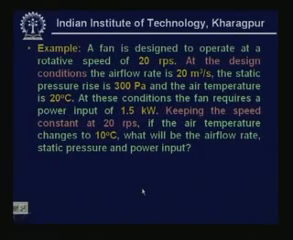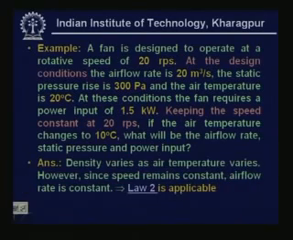Example: a fan is designed to operate at a rotative speed of 20 revolutions per second, and at the design conditions the air flow rate is 20 meter cube per second. The static pressure rise is 300 Pascal and the air temperature is 20 degrees centigrade. At these conditions the fan requires a power input of 1.5 kilowatt. Keeping the speed constant at 20 RPS, if the air temperature changes to 10 degrees centigrade, what will be the air flow rate, static pressure rise and power input? So, how do we do this?